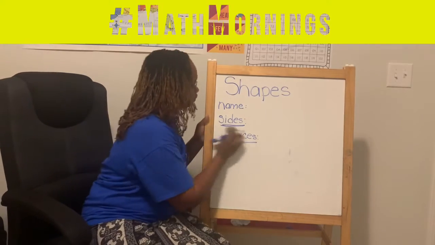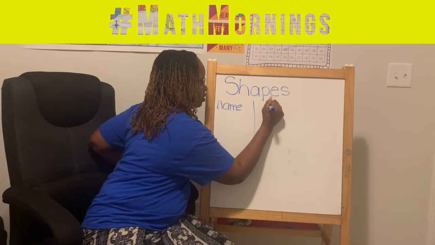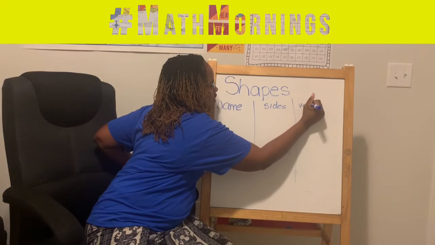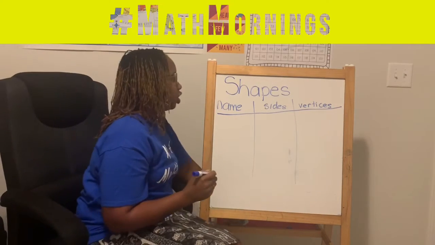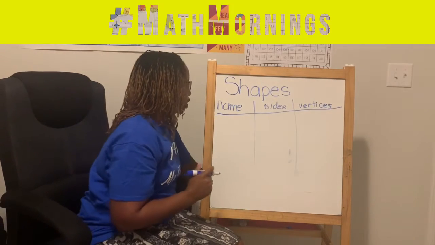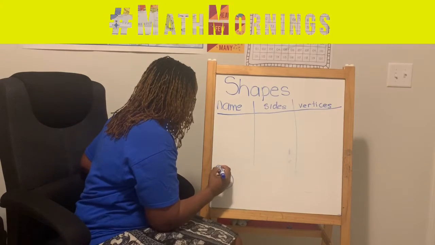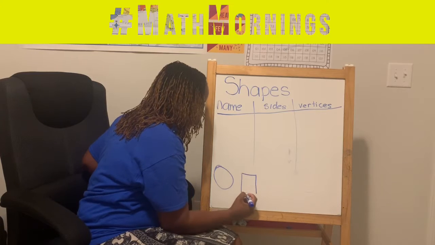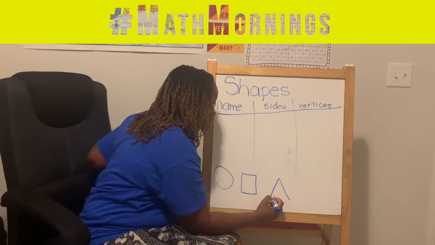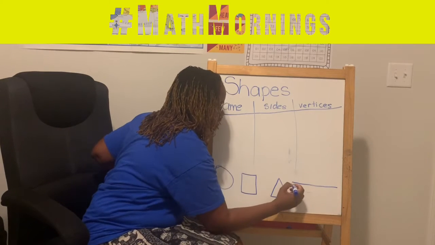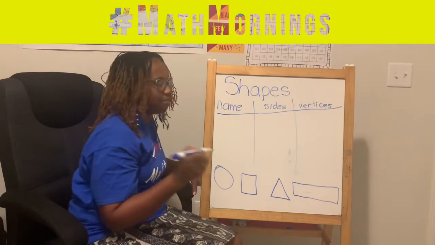Let me change the way this is going to look, because I want to put it in a chart for you. So let's do name, let's do sides, let's do vertices. That way we can actually see it. Let's do a chart, and we are going to do 4 shapes. We're going to talk about this shape. That's not perfect, that's okay. We're going to talk about this shape, this shape, and this shape.